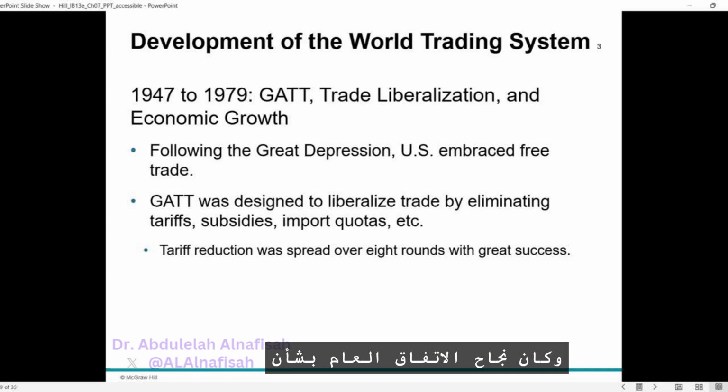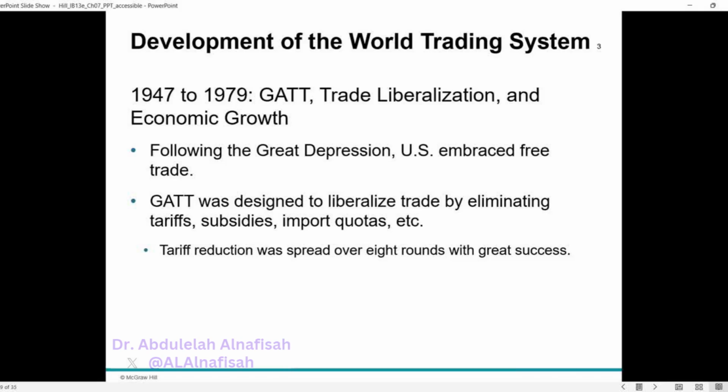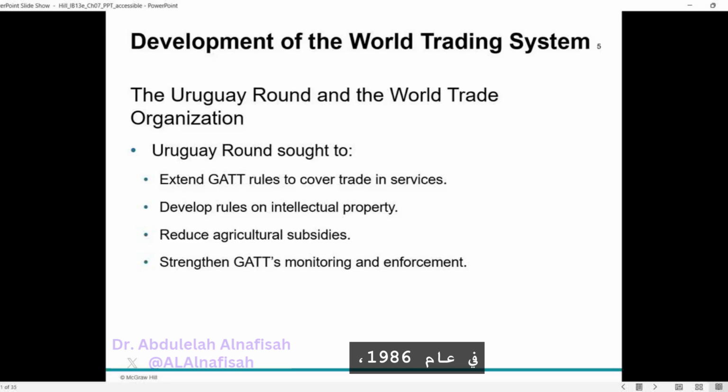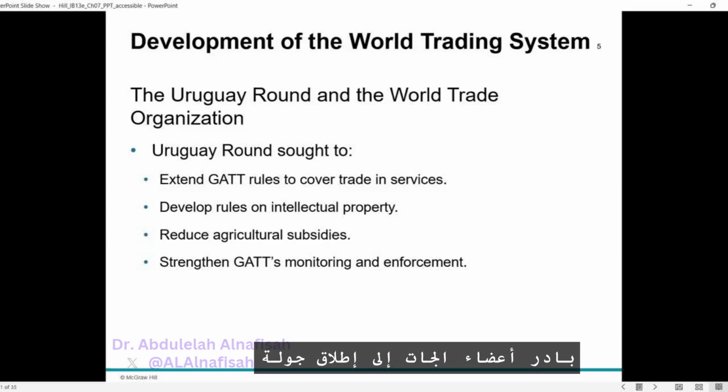The GATT's success was evident in the significant reduction of tariffs globally, fostering economic growth as envisioned by classical economists like Ricardo. World trade and income flourished under the GATT, showcasing the benefits of a move towards free trade policies. In 1986, amidst mounting protectionist pressures, GATT members initiated the ambitious Uruguay round of negotiations.